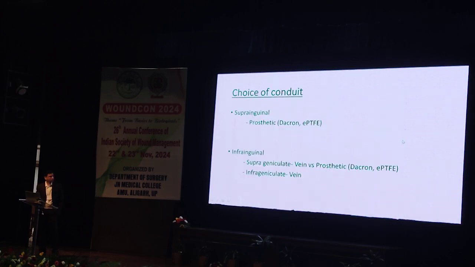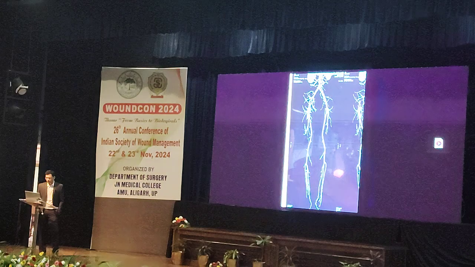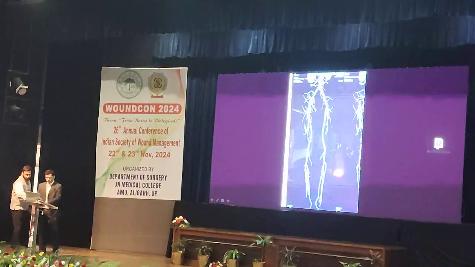The conduits, suprainguinal, we usually prefer prosthetic conduit. Infrainguinal, if it is above the knee, we can either go for prosthetic or for a vein. Vein is definitely better, but we may not get a good vein in all the patients. And if it is below the knee, definitely we have to go for a vein, because a very small prosthetic graft below the knee will definitely get obstructed very soon. I will just show some videos.